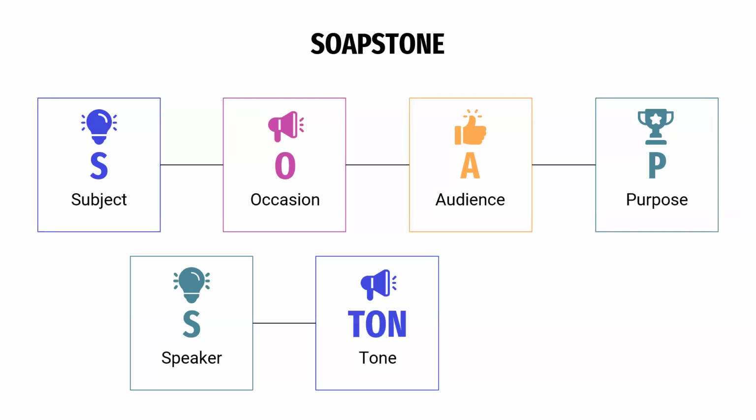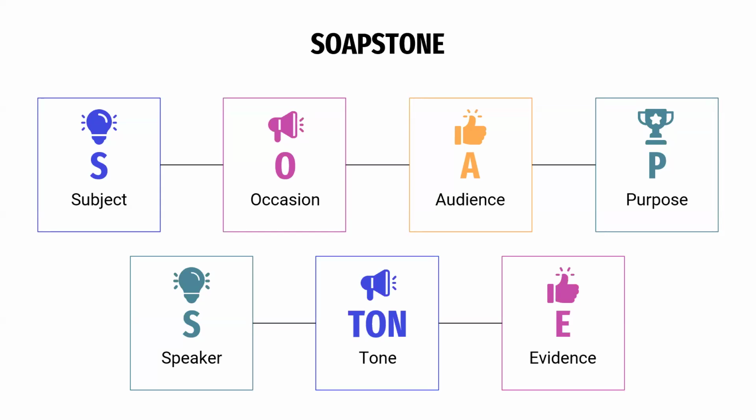TON is for tone. What feeling or attitude do you want to communicate? This could be formal, casual, persuasive, or informative, depending on the context. E is for evidence. What facts, examples, or proof will support your message? This is what makes your presentation credible.